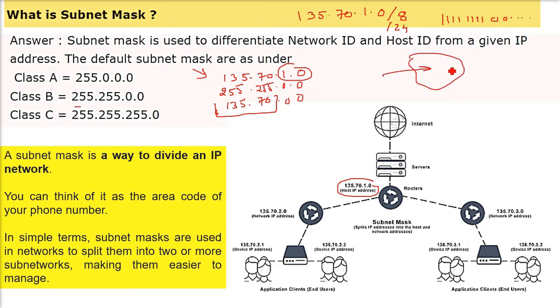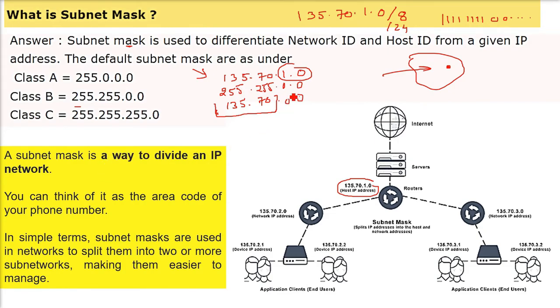Now, the basic thing is that you have to go to the network first, and only then can you go to the host, that is the computer. That is how the subnet mask helps you. First it tells you this is the network, and then it tells you this is the host. So network ID and host ID without a subnet mask is very difficult.